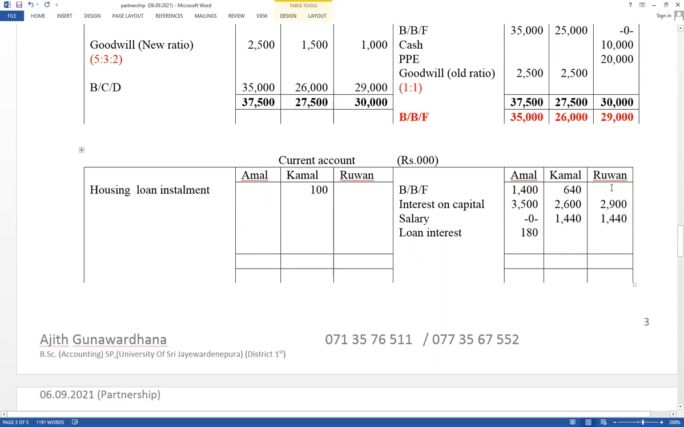It is available in the trial balance. It means they have a double entry. The cash account is already credited. Therefore, now only 180 should be debited as loan interest paid.